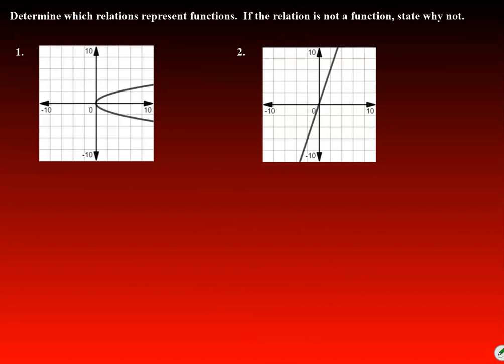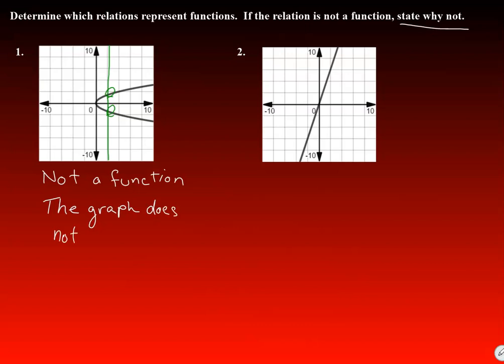So if we look at the first graph here, if I draw a vertical line through this graph, I intersect it in 2 different places, which means that this is not a function. And it says state why. So the graph does not pass the vertical line test. That's our reasoning.